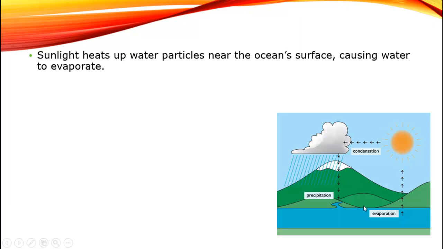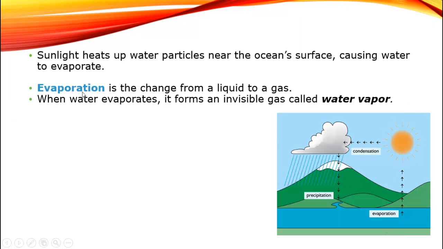First, the sun heats up water near the ocean surface, causing the water to evaporate. You remember the evaporation process? That's right, it's a change from a liquid to a gaseous state. When water evaporates, it forms an invisible gas called water vapor. So the first step in our water cycle is that the sun heats up the water particles from the ocean and causes the water to evaporate and form water vapor.